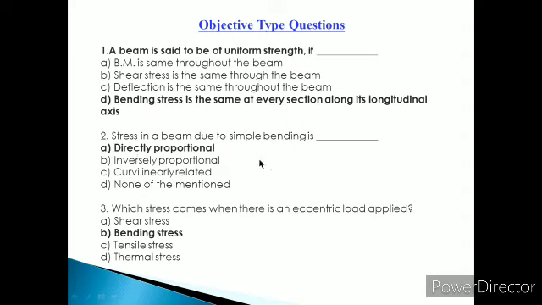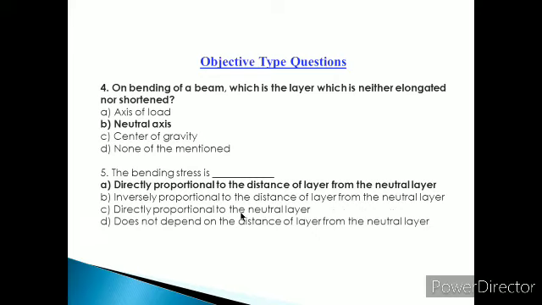What is the reason? Third: which stress comes when an eccentric load is applied? The answer is bending stress. What is the reason behind that? You have to work it out as an assignment. The fourth one: on bending of a beam, which is the layer which is neither elongated nor shortened? The neutral axis is the answer. And the fifth one: the bending stress is directly proportional to the distance of the layer from the neutral layer. What is the reason for that? All of you submit the reason as an assignment. Thank you.